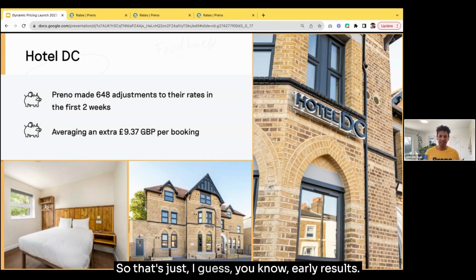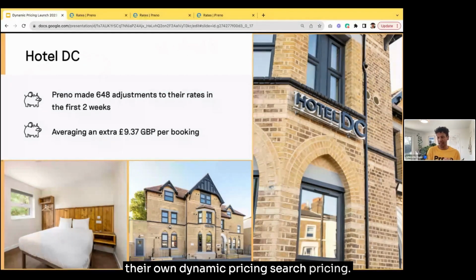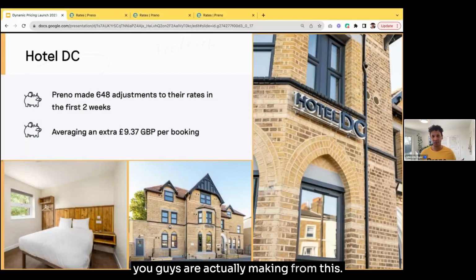So that's just early results. And honestly, by the end of the session, hopefully everyone will have set up their own dynamic pricing, surge pricing. I'm looking forward to getting a lot more case studies like this, showing me exactly how much more money you guys are actually making from this.